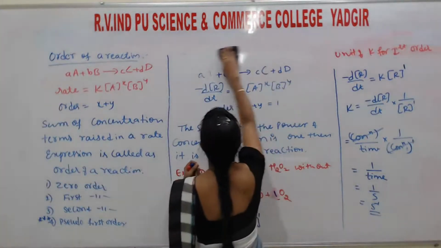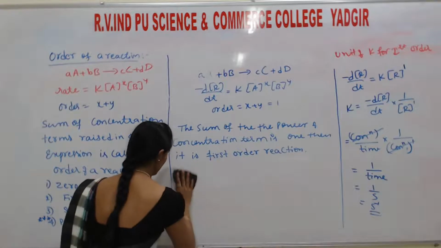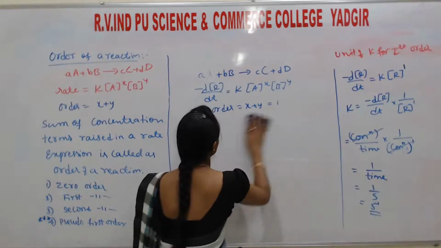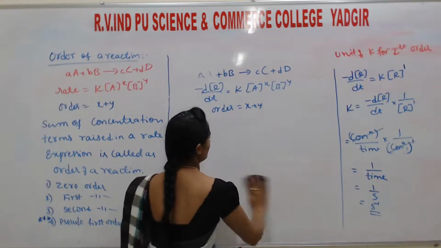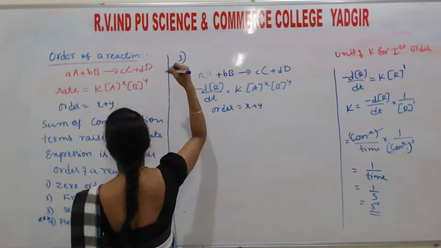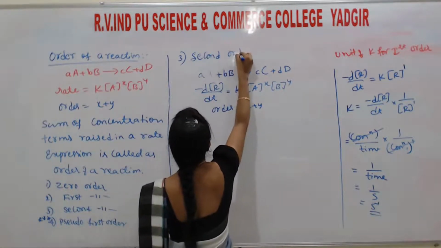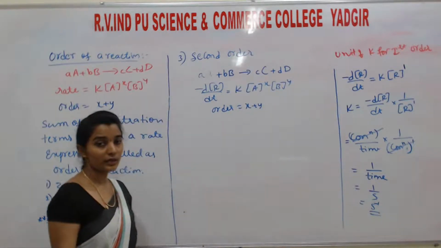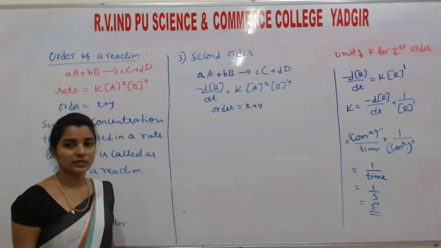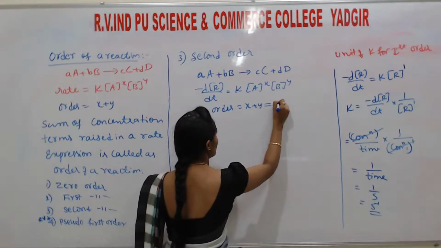Third one is second order reaction. Okay, so second order reaction, again I am considering the general equation: aA plus bB gives rise to cC plus dD. Here this is the rate expression, [A] to the power x, [B] to the power y, and the order is equal to what? 2.